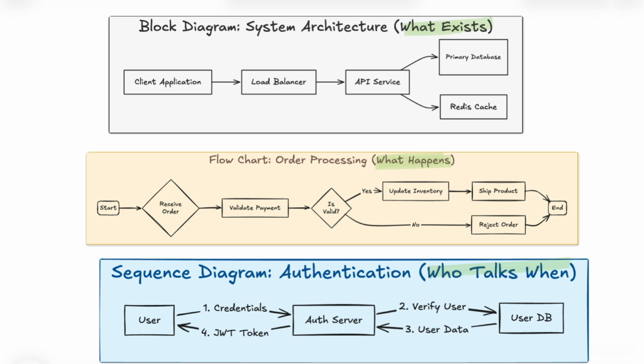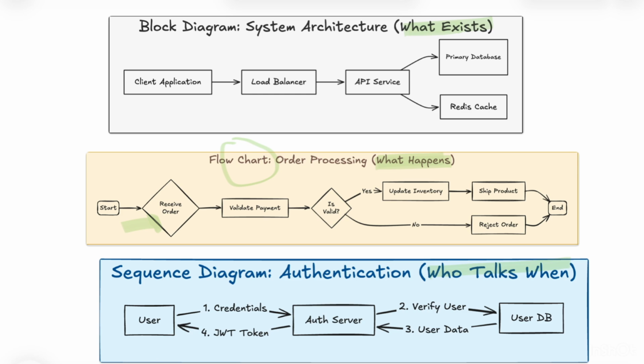In this example for the block diagram of a system architecture, you can see there is a client application, load balancer, API services, and databases. While in the order processing example for the flow chart, we know what the request does. For example, we receive an order, we validate whether the payment has been made or not, and depending on it, we do the task. If it is valid, we'll ship the product, otherwise, we'll reject it.